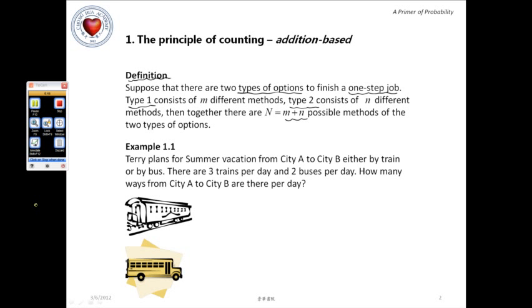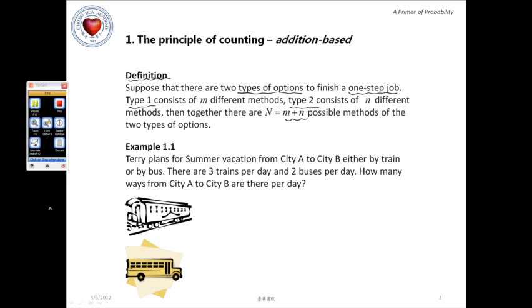First, we ask ourselves, what's the job to be done? Is it easy for us to find that it's a one-step job? Yes. The job to be done is to choose one single vehicle, no matter whether it's train or bus, to go from city A to city B. Based on this, we can conclude that the addition rule should apply. And we need to identify types here.